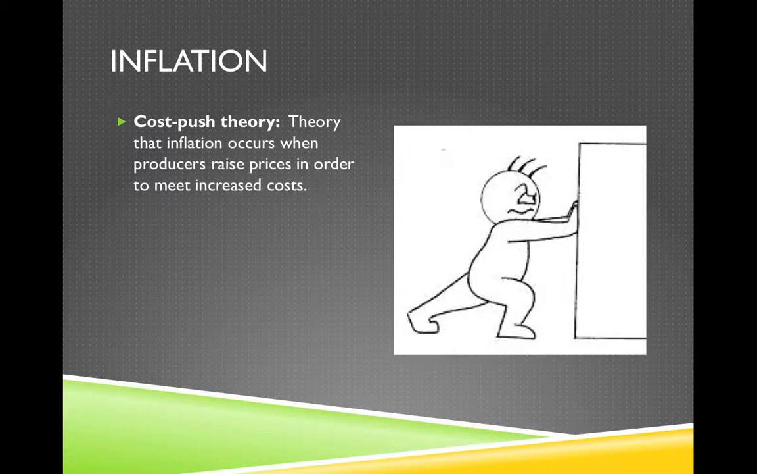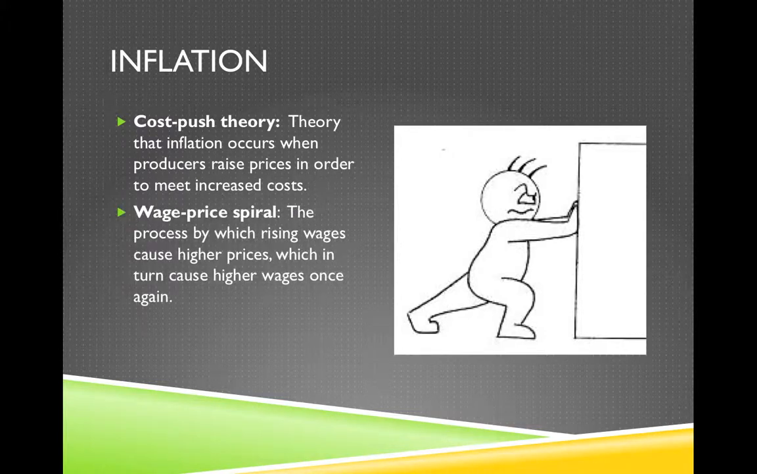And there is the cost push theory. This is the theory that inflation occurs when producers raise prices in order to meet increased costs. And what can result, according to economic theorists, is a wage price spiral. This is the process by which rising wages cause higher prices, which in turn cause higher wages once again.